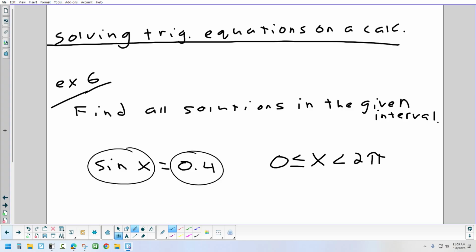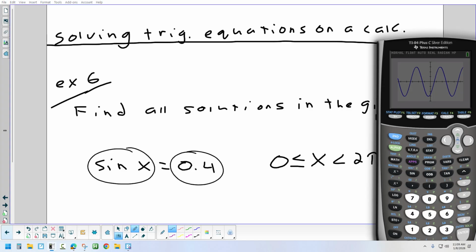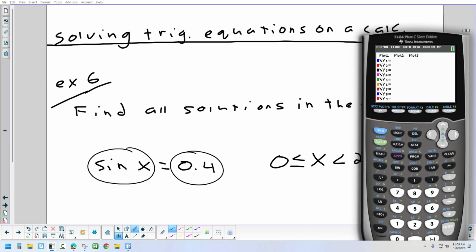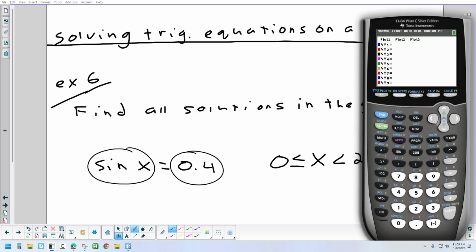Are we going to put both in? Go ahead, tell me what to do. I'll put sine x in y1 and 0.4 in y2. Okay, sine x in y1, and 0.4 in y2.